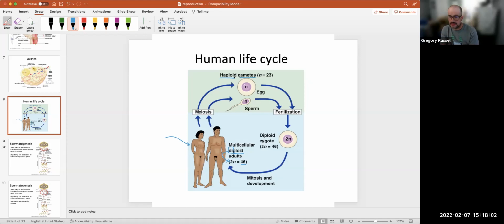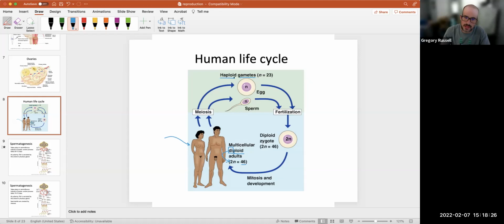When you make that sperm or that egg that has half of your DNA, you're not just passing on your mom's DNA or your dad's DNA. You're passing on a combination of their DNA. And, as you can probably guess, not all of your sperm are going to have the same DNA in them. Not all of your eggs are going to have the same DNA in them.